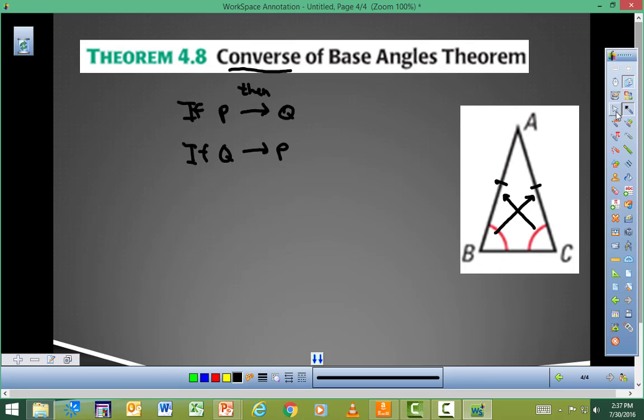And that's what happened. On the previous theorem, we started out with the sides congruent, and then we said that these base angles are congruent. That was the previous theorem. Now everything just switches. We switch the P and the Q around. So now we start off with this first, and then we have the opposite sides are congruent.